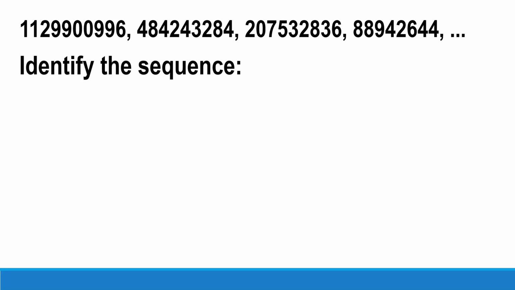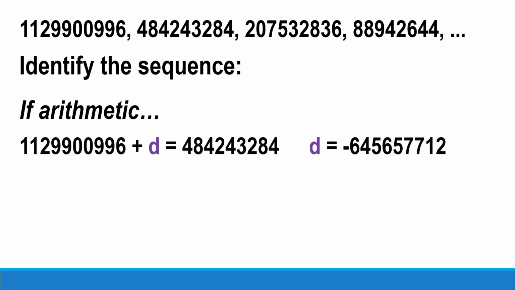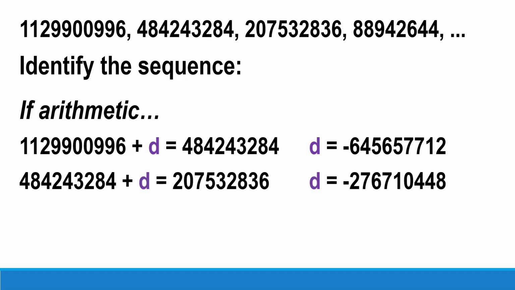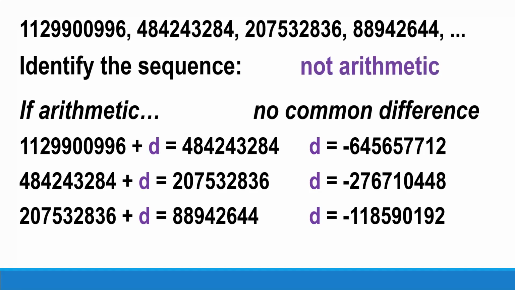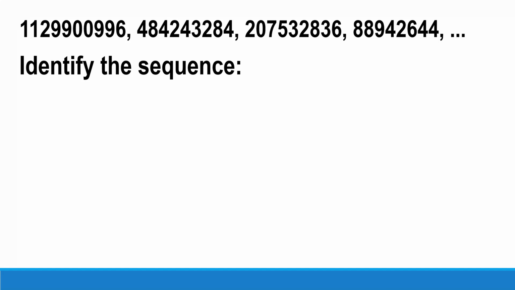Looking at this sequence of very large numbers, let's identify the type of sequence. Again, if we assume it was arithmetic, we would be able to take 1,129,900,996, add it by some difference, and we would come up with 484,243,284, which would give us a difference of negative 645,657,712. I am not going to keep saying all these numbers. You will just be able to realize that the difference is not the same throughout the process, and therefore it is not arithmetic.